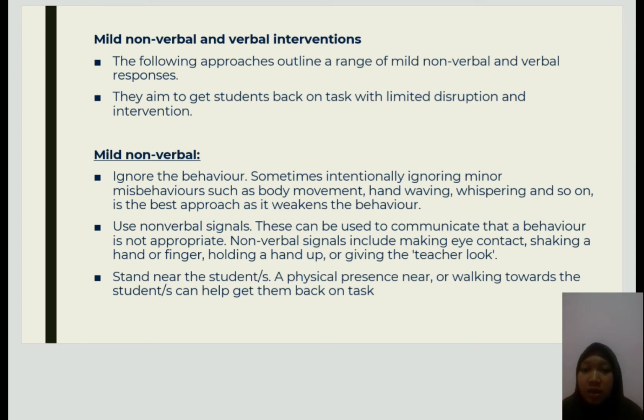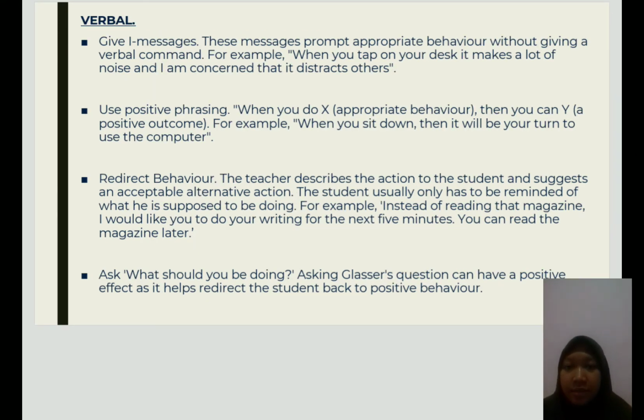This can be used to communicate that a behavior is not appropriate. Nonverbal signals include making eye contact, shaking a hand or finger, holding a hand up, or giving the student a look. Stand near the students, as a physical presence near or walking towards the students can help get them back on task. Next, verbal: give an I message.